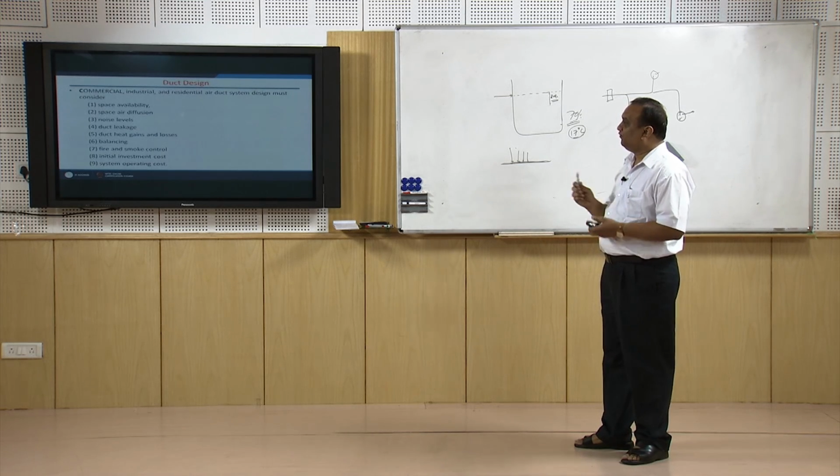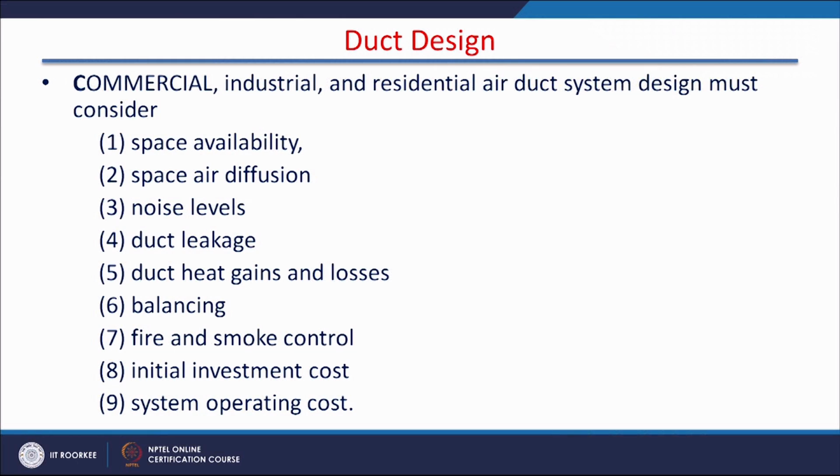Fire and smoke control is a must, because if there is fire propagation in the building, the smoke propagates very fast through the ducts. Initial investment cost, I have told you the criteria for initial investment cost and system operating cost. So AHUs and all are to be used. So that is the system operating cost.